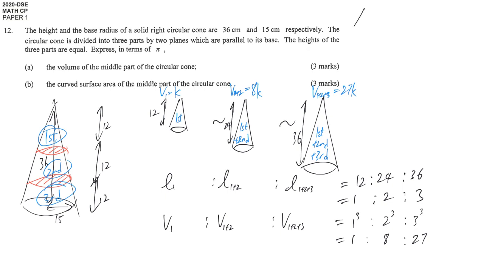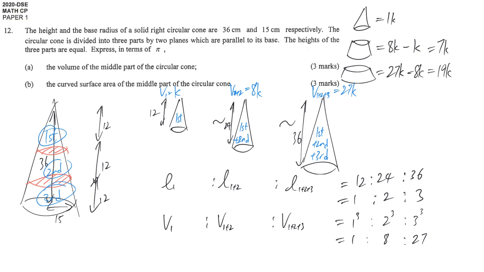If you separate into 3 regions, the first region is equal to 1K. The middle region, the second part, is equal to, originally we have 8K, we remove the first one, which is 7K. Finally, the third region is equal to the total 27K, and then we subtract 8K, we have 19K. So the volume of the first part to second part to third part is 1 to 7 to 19. That's how we distribute the volume.